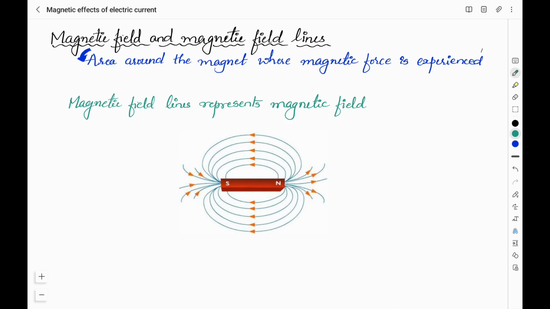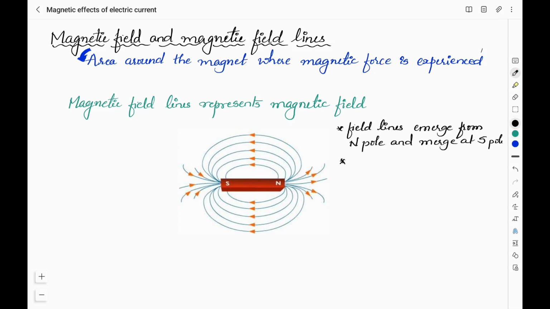Now we will see the properties of magnetic field lines. From this image itself, we can tell the properties. The first property is that magnetic field lines emerge from the north pole and merge at the south pole. You can clearly see it. From the north pole, the magnetic field lines originate and they come and meet at the south pole.